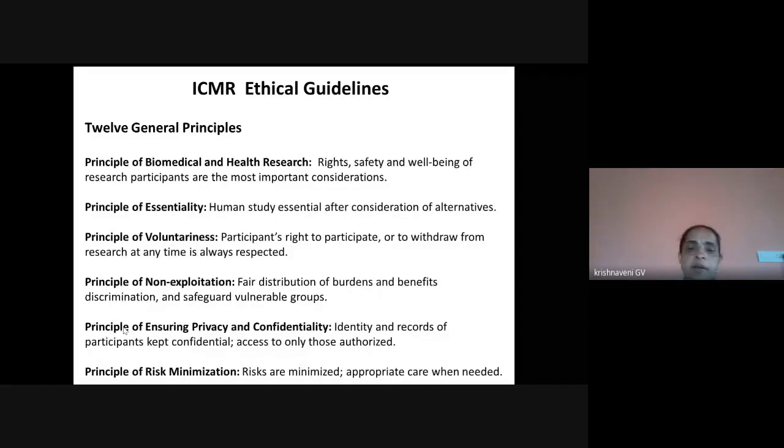And the principle of voluntariness, as I said earlier: they should have the right to participate, they should voluntarily agree to participate, and they should be given the right to withdraw from research at any stage of your research. They can not only withdraw at any stage, they can even request you to delete all their previous data. I mean, you can set a time, like, you will have the right to withdraw your data up to 2 months from your initial consent.